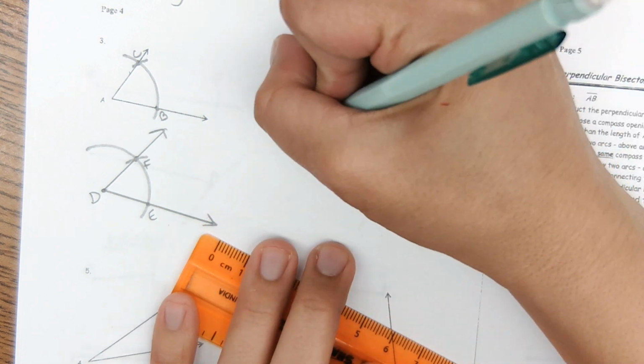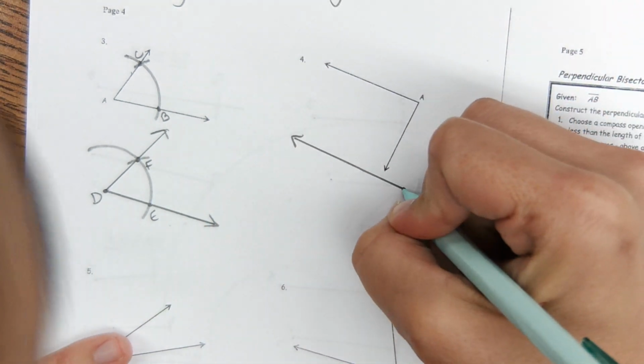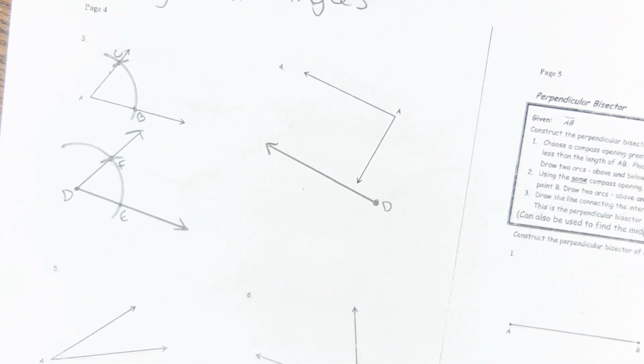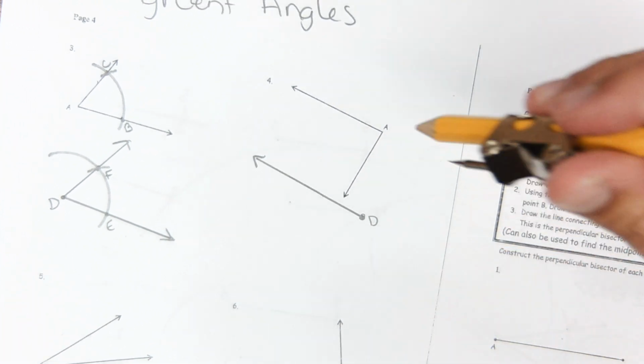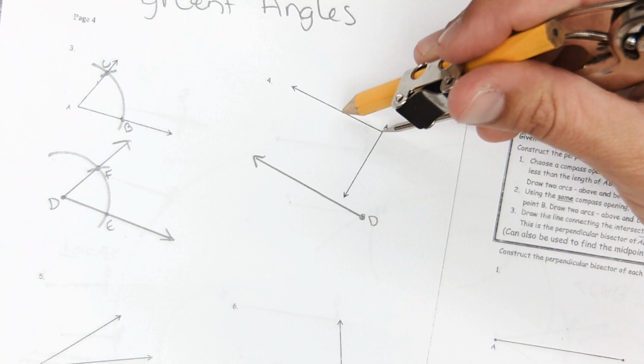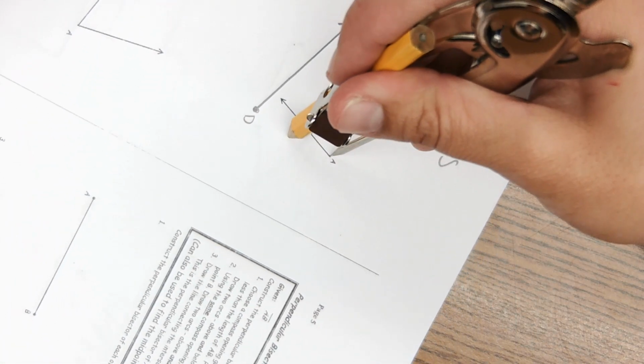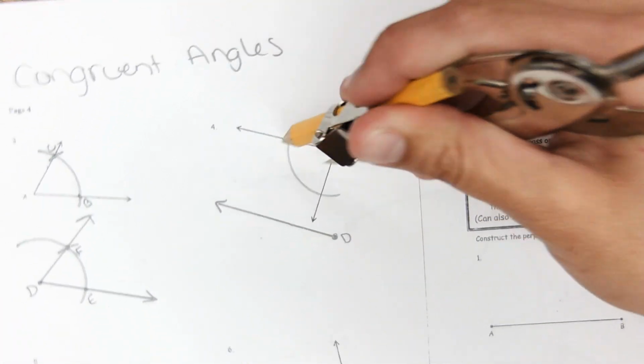Number 4, making a ray. Putting this on point A.